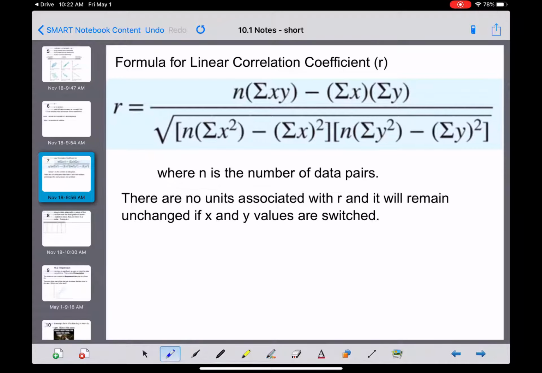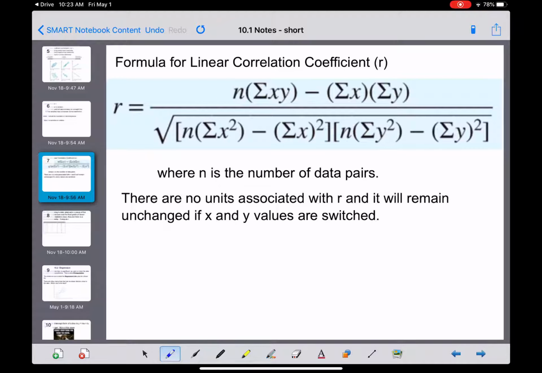Your R value, when you calculate it by hand, is very complicated. So we normally don't do this by hand. We usually use a calculator. But part of the curriculum is to know how it is computed. So we're going to do this one.